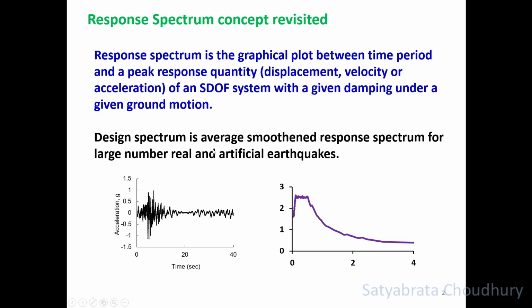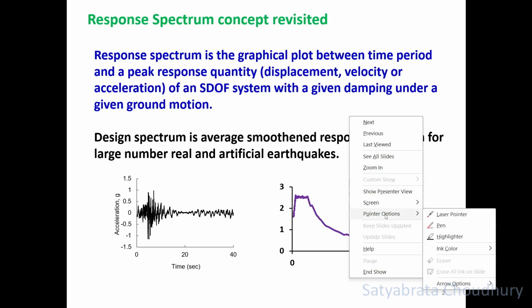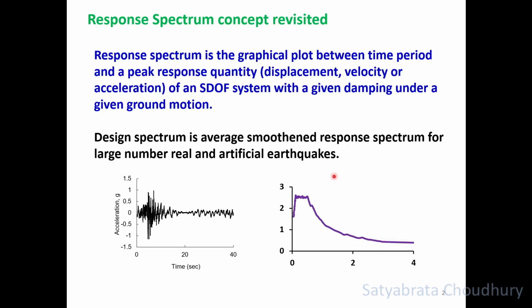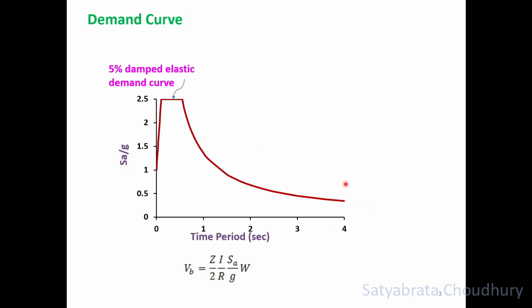Design spectrum is the smoothened average response spectrum of several earthquakes in a particular area. So a typical earthquake and its response spectrum is shown here. The design spectrum is also known as demand diagram because it gives the demand imposed on the building for which it has to be designed.